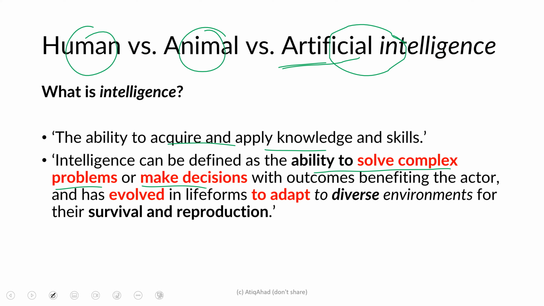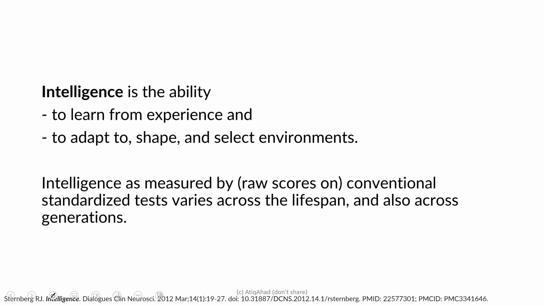And definitely it evolves, okay? In the entire life, we adapt to diverse environments for survival and reproduction. So we consider that a combination of these is typically human intelligence. Intelligence is the ability to learn from experience and also at the same time to adapt to, shape, and select environments. Intelligence is also measured by raw scores on conventional standards, as we know, and so on.